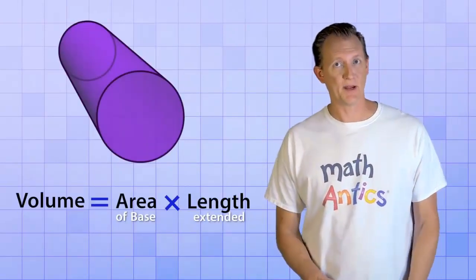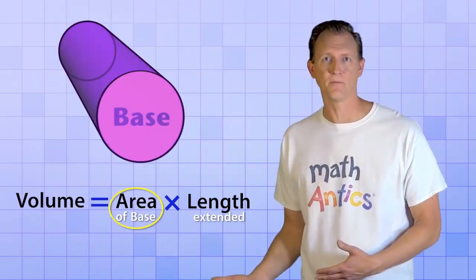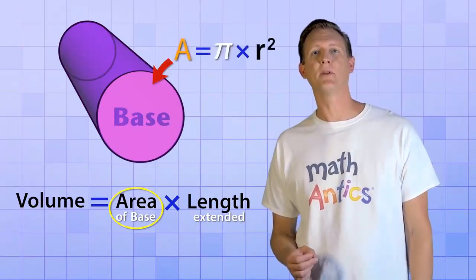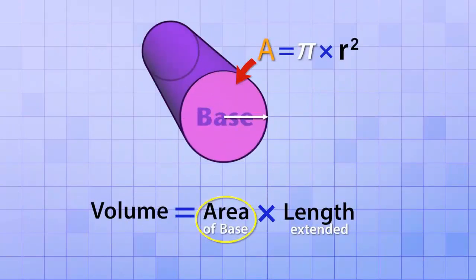The cylinder is made by extending a circle, so first we need to calculate the area of that circle. As we learned in a previous video, the area of a circle is found by multiplying pi times its radius squared. The radius of this circle is 2 meters. So if we square that, we get 4 meters squared. Then we multiply by pi, which is approximately 3.14, and we get 12.56 meters squared.